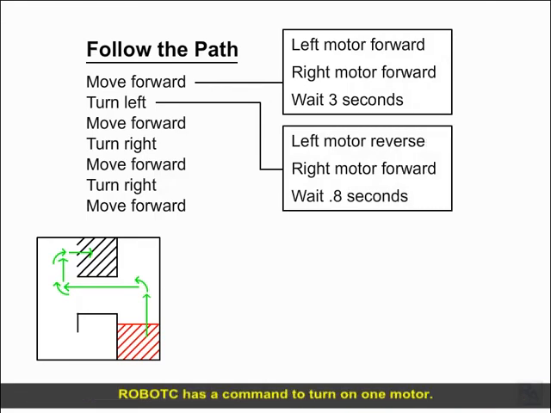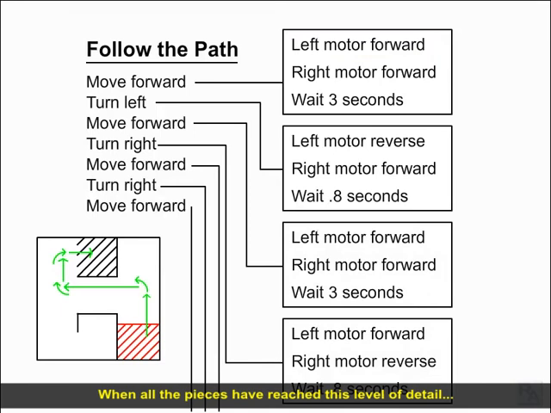For example, RobotC has a command to turn on one motor. When you reach a behavior that says turn on one motor, you can stop breaking it down because it's now ready to translate. When all the pieces have reached this level of detail, take a look at the list you've made. These behaviors, in the order and way you've specified them, represent the plan that the robot needs to follow in order to accomplish the goal.